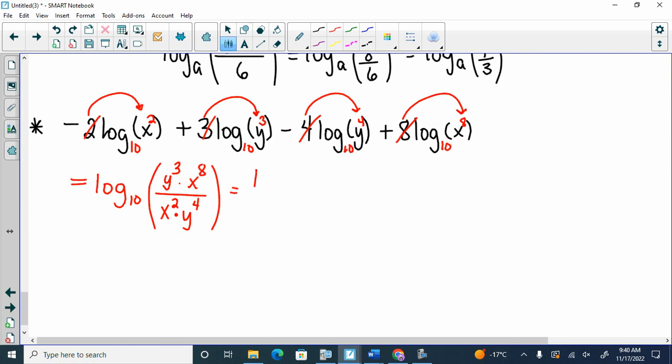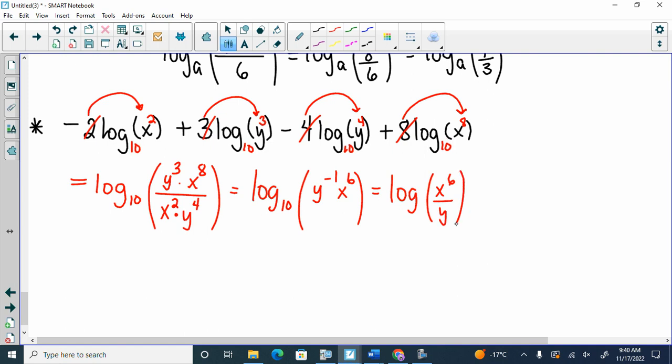And so I'm left with log base 10 of y cubed divided by y to the 4, which is y to the negative 1. And then x to the 8 divided by x squared is x to the 6. And if I want to write this out, I would actually write it as x to the power of 6 equals y. And I don't need the log base 10.